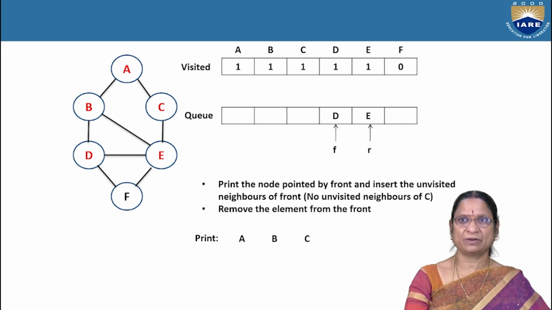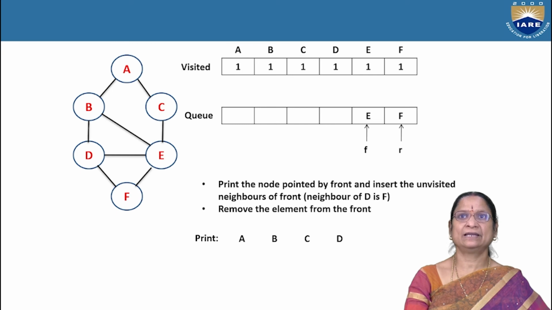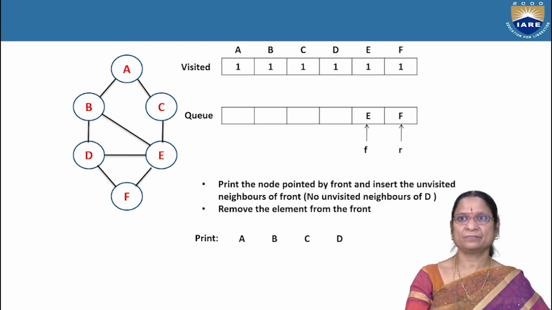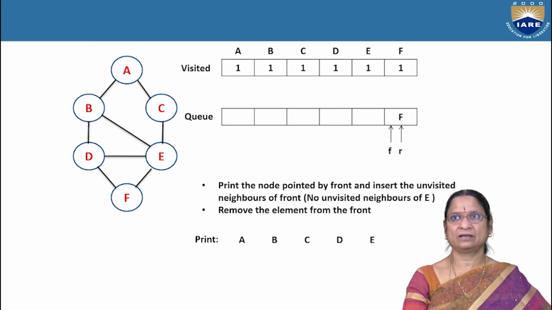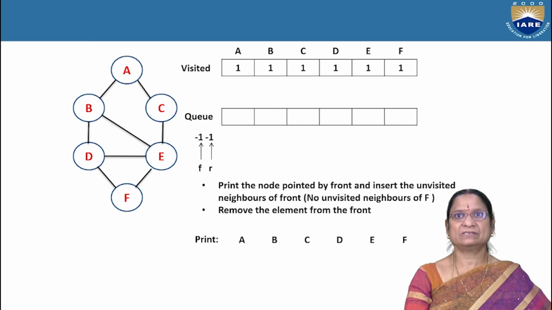C is printed, deleted from the queue, then D is deleted, and the neighbors of D are B, F, E. B, F, E are already visited, meaning the status was changed already to 1 for all of them. So F is going to be inserted here. Then there are no unvisited neighbors, so remove the element from the front. E is taken. Neighbors of E are all visited. F is taken. The neighbors of F are C and others, which are already visited.